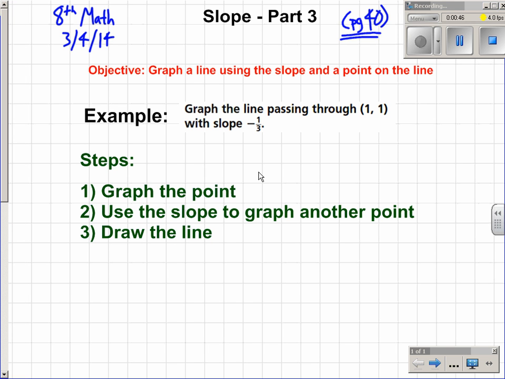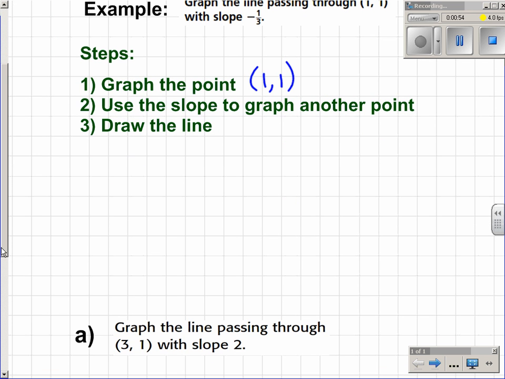So in the example, you would graph (1, 1), since that's the point that they gave you. I'm going to go ahead and scroll down, and let's go ahead and make our coordinate plane for this. That's our y. There's our x. And we need to find (1, 1), which is going to be right there.